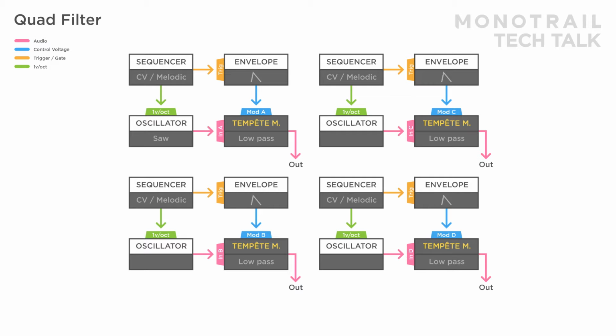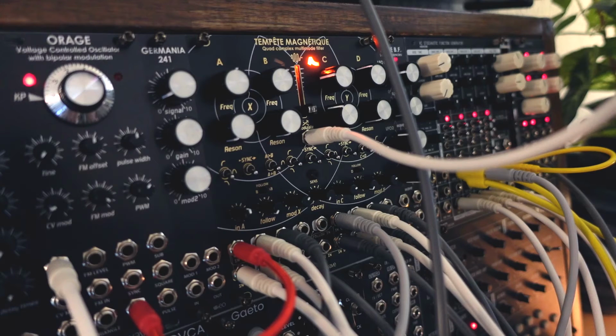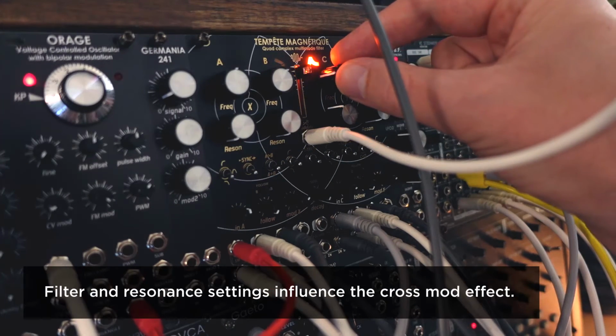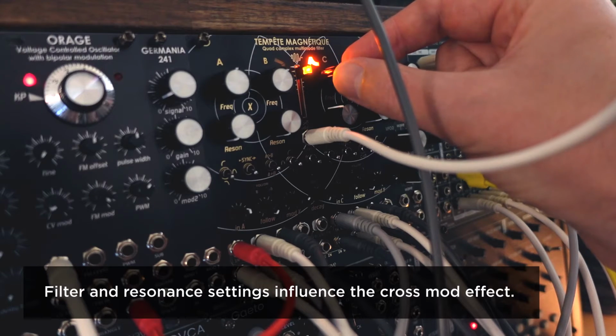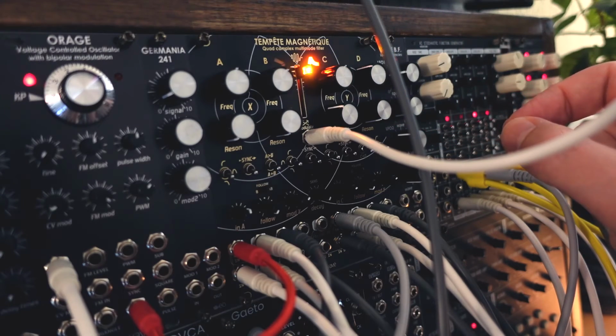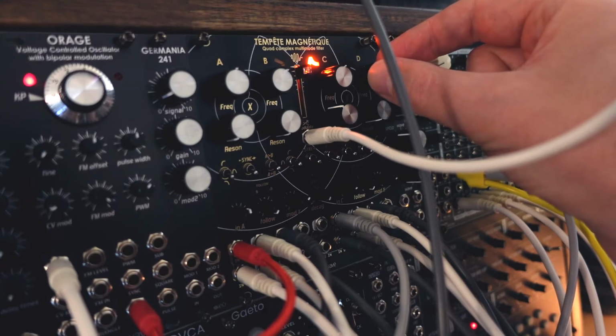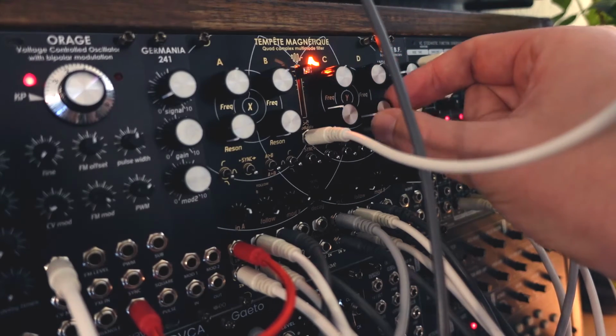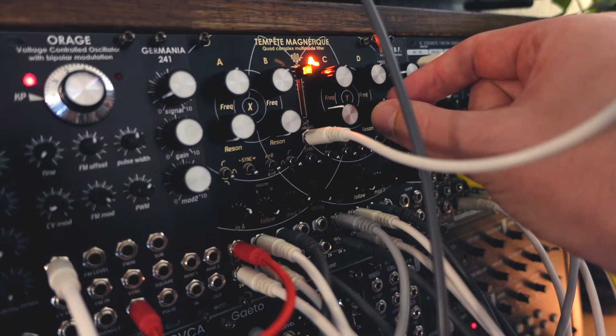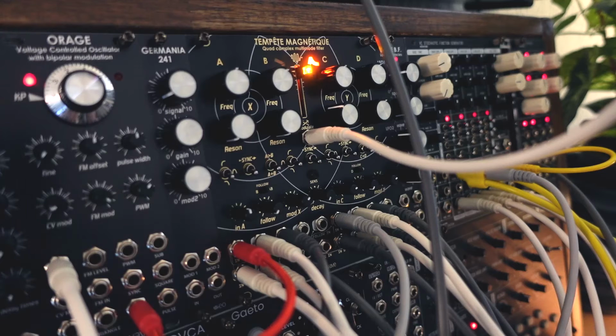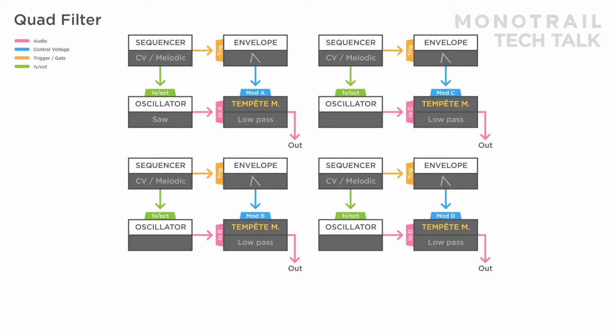You can experiment with cross-modulation. Here, a tempo-synced envelope is modulating the cross-mod amount. The setup is great for all sorts of polyphonic patches. Here's the same setup but slowed down a lot.